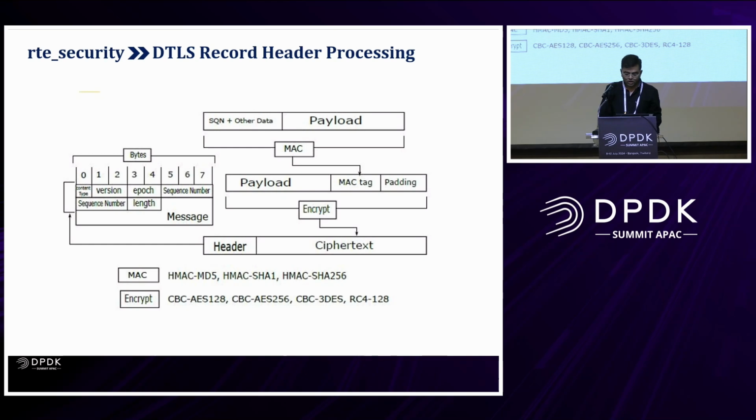For algorithms, MAC can be generated using HMAC with MD5, SHA-1, and SHA-256. And for encryption, we use AES-128/256, 3DES and RC4.